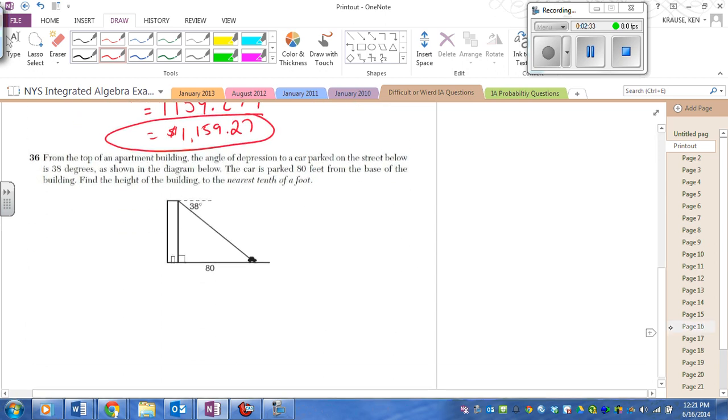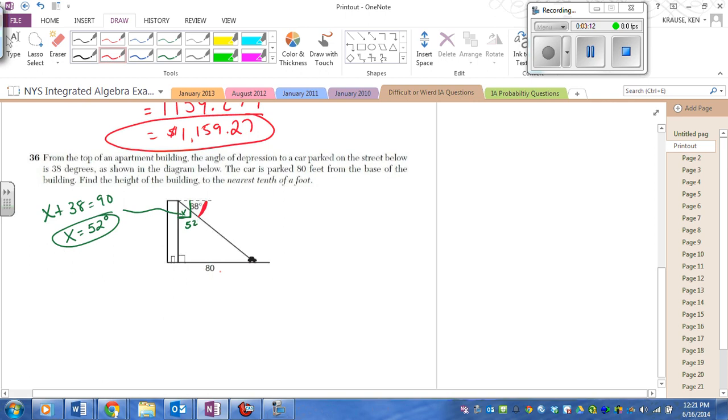Alright, this next problem's a little weird because actually this angle is outside of the triangle, which you can't have. In order to use trig, I need to have an angle inside the triangle. So what I'm going to do is, this is a 90-degree angle right here. So therefore, these two angles must add up to 90 degrees. So x plus 38 has to equal 90 degrees because I make a right angle. So subtract 38, so I get x equals 52 degrees. So it is the 52 degrees here.